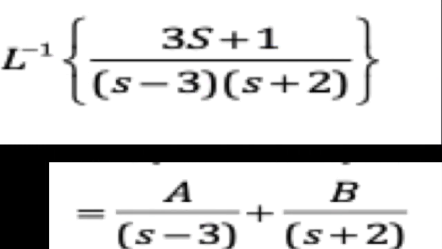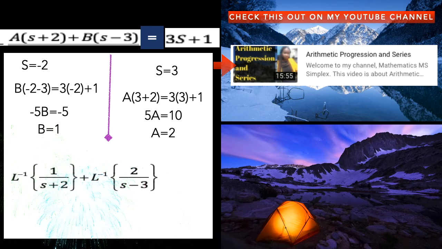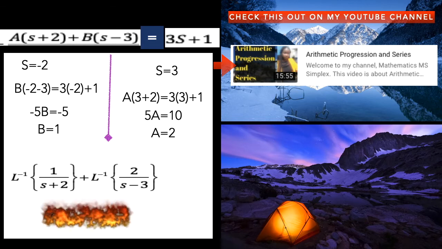Now, what we're going to do is substitute a and b, where we have a over s minus 3 plus b over s plus 2. Replace it with the numbers that we just calculated. So what we have now is 1 over s plus 2 and 2 over s minus 3. So we're now going to find the inverse of this. The inverse of 1 over s plus 2 is e to the negative 2t, and the inverse of 2 over s minus 3 is 2 e to the 3t.